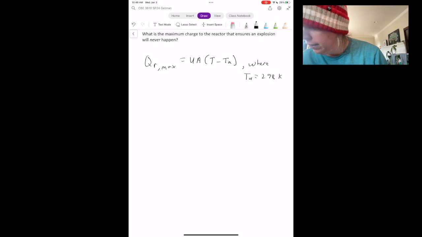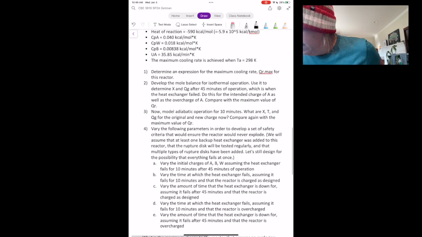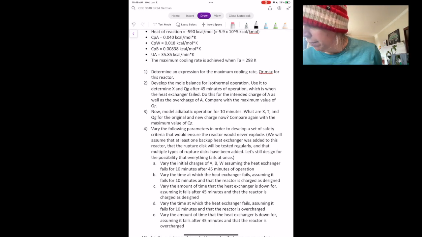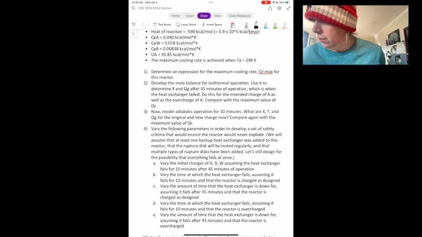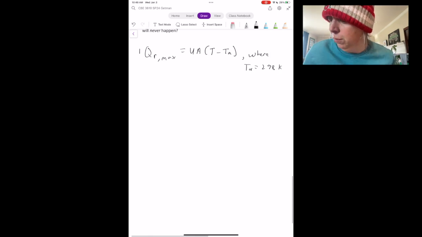Okay, so let's see what our next question is going to be. Develop the mole balance for isothermal operation and use it to determine the conversion and heat generated after 45 minutes of operation. Okay, so we'll say this is problem 1 here. Problem 2, we're going to do the mole balance.